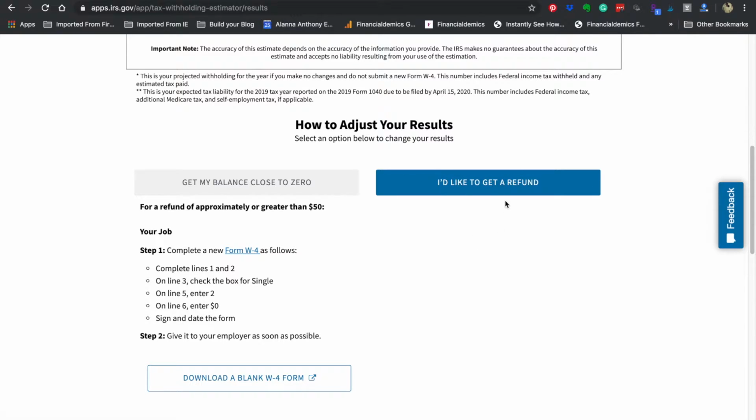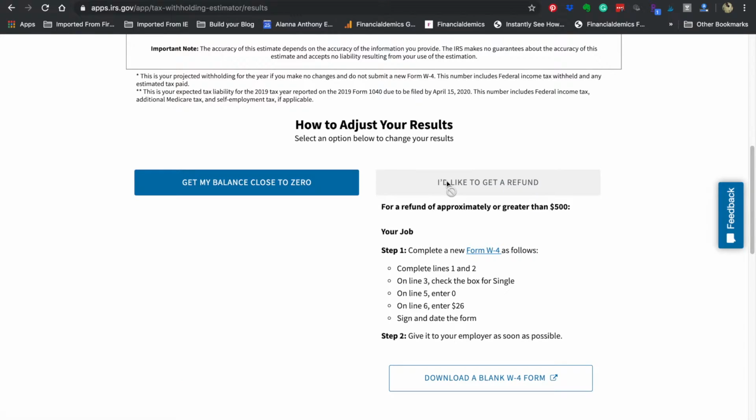If you would like to get a refund, so say this person said, I don't want $241 back, I want more than that, it tells you exactly what to do here. So if you want a refund of approximately or greater than $500, you need to complete a new W-4 form. Complete lines 1 and 2. On line 3, check the box for single. On line 5, enter 0. On line 6, enter 26.